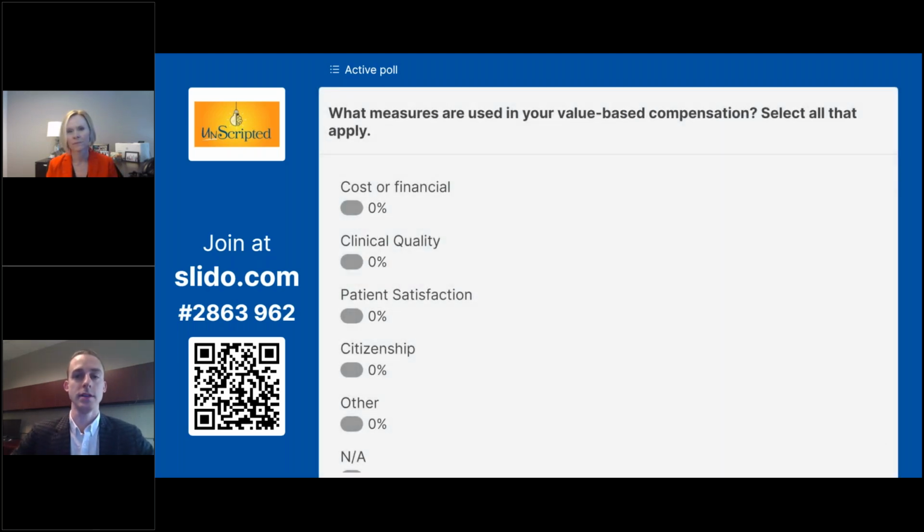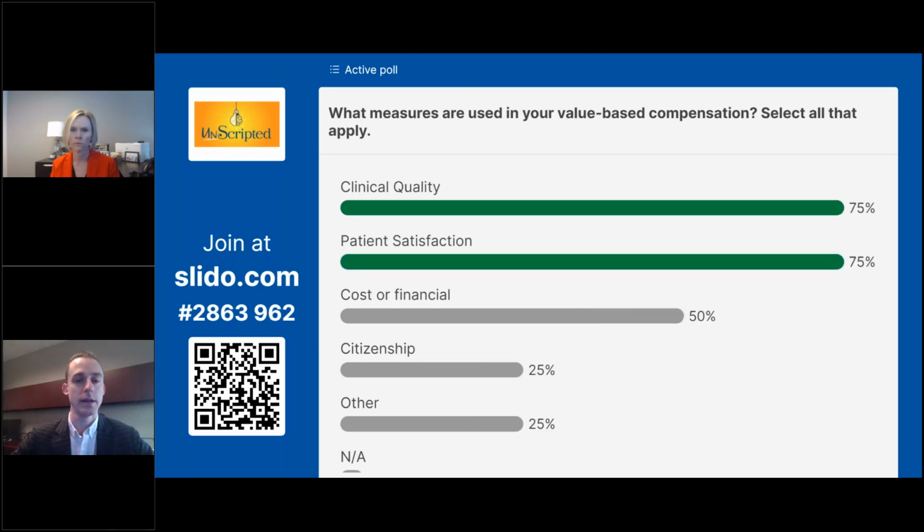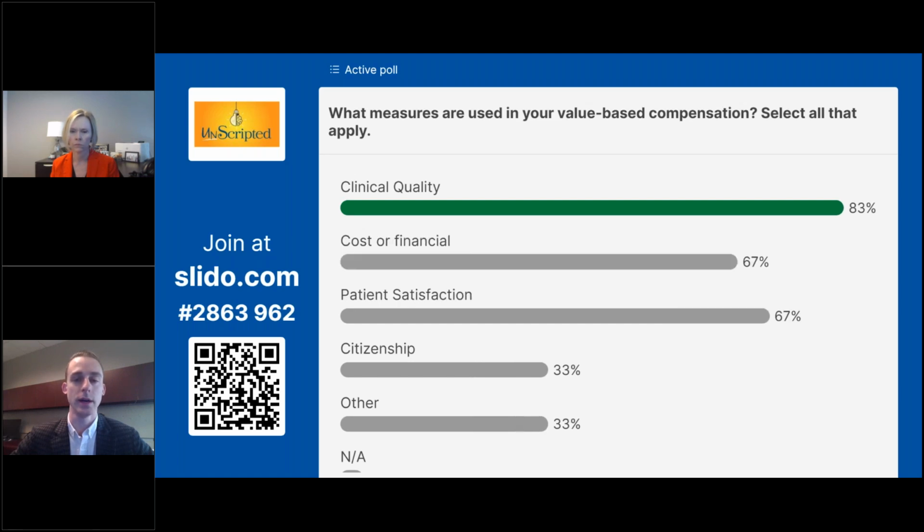What measures are used in your value-based compensation? So this is a select all that apply, and we touched on a few of these measures earlier, that all of these can come up when we talk about value-based compensation and how we measure them. And there's patient satisfaction that we were just touching on.